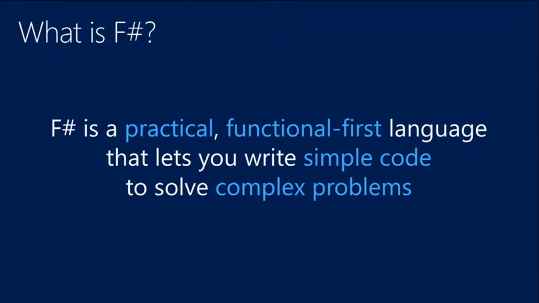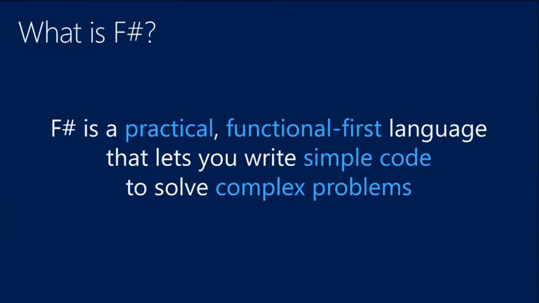So, simple code. Now this one is interesting because it means a lot of things to a lot of people, so I want to give you a crisper definition of what I mean by that. Simple code means elegant code that's understandable and maps very closely to the problem domain that it solves. So something that maps very closely in an elegant way. That's the idea behind simple code with F#.